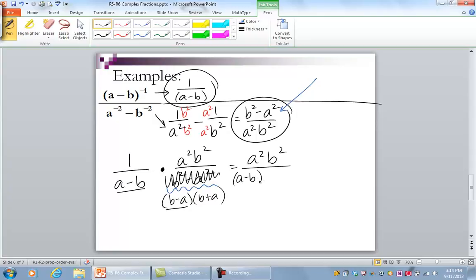A minus b, b minus a, b plus a. And nothing cancels in this example either, so it is long and it is ugly. It's not ugly, actually, it's beautiful, all that work that we did. But that is your final answer. Nothing cancels.